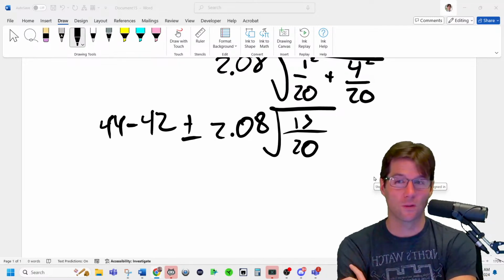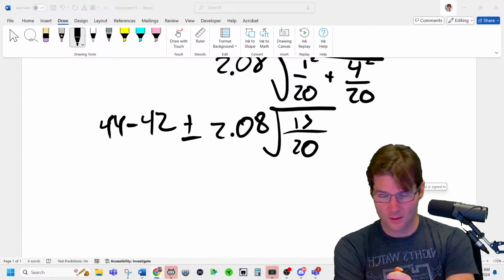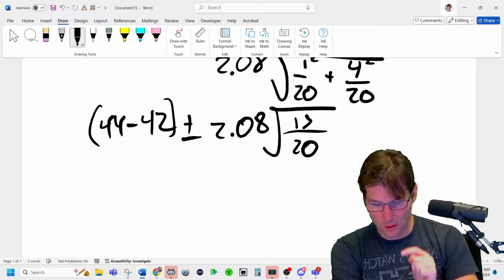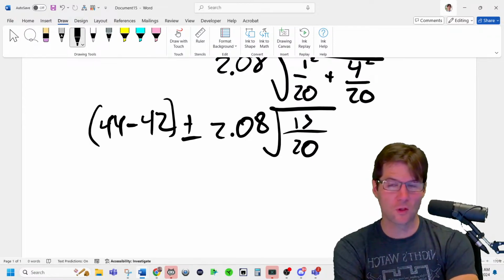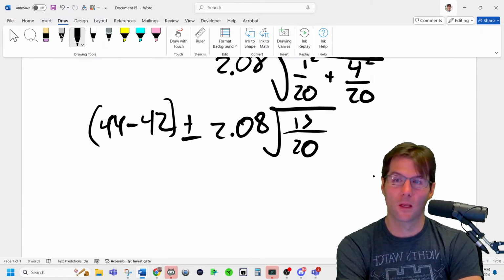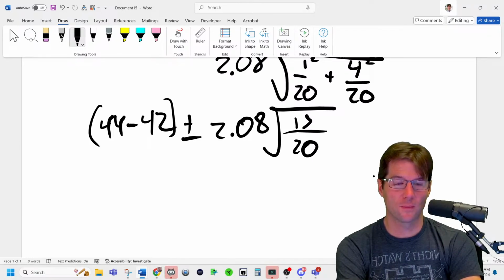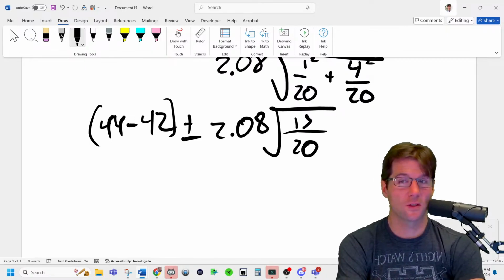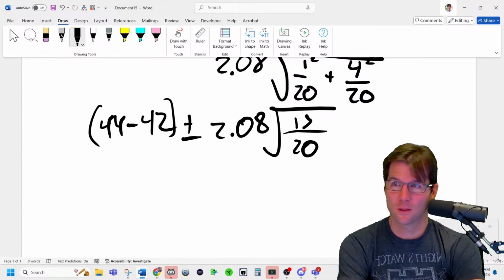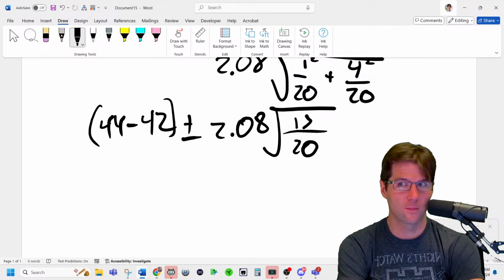Where is the center of this interval? We need center and margin of error. Who knows who's watching where the center is? The center is the estimate. So what do we estimate the difference to be?